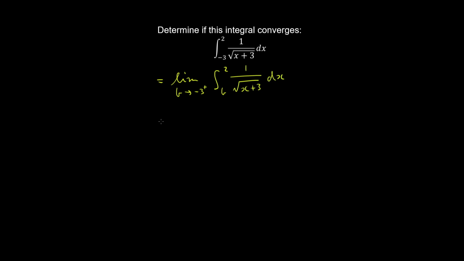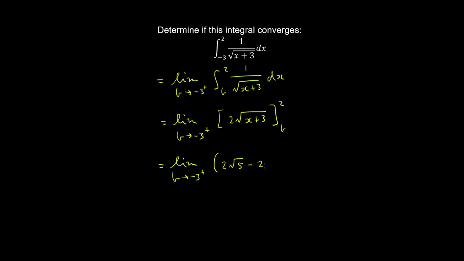So you can use u substitution to evaluate this integral. So what we get is the limit as b approaches minus 3 from the right, and this evaluates to 2 root x plus 3, evaluated from b to 2. And what we get is the limit as b goes to minus 3 from the right hand side of 2 root 5 minus 2 square root b plus 3. And as b goes to minus 3, this term disappears, and what we obtain is 2 root 5. So therefore the integral converges.